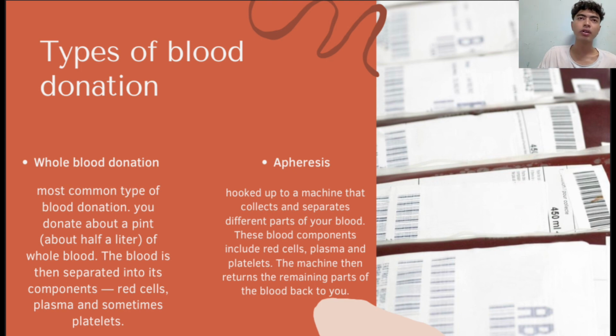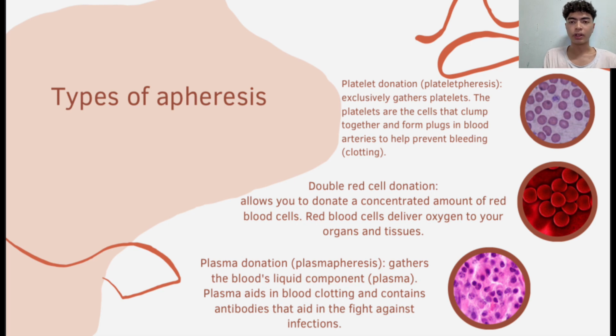So moving on, the first type of apheresis is platelet donation. Platelet apheresis exclusively gathers platelets. These platelets are the cells that clump together and form plugs in the blood vessels to help prevent bleeding or clotting. So basically, people that have cancer or major surgeries will need platelets.